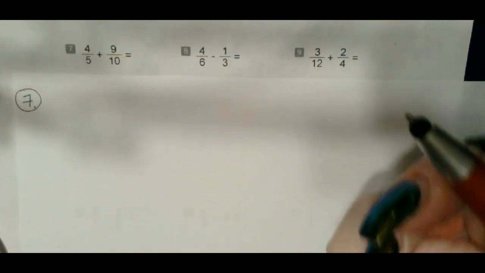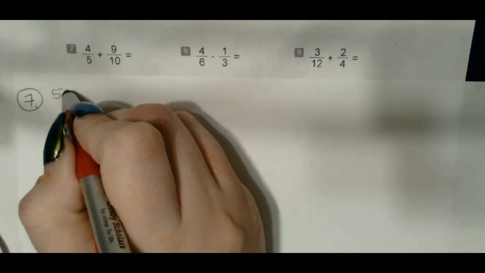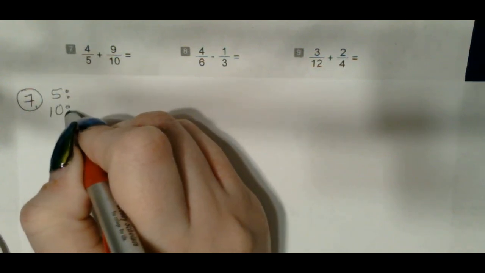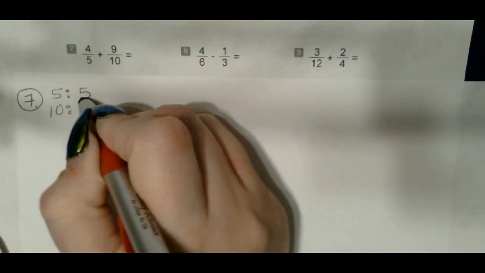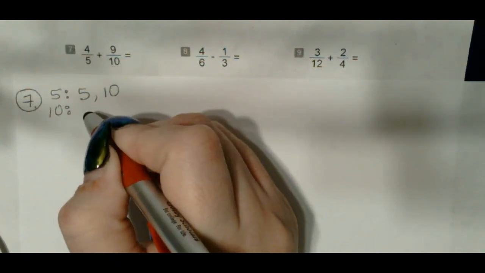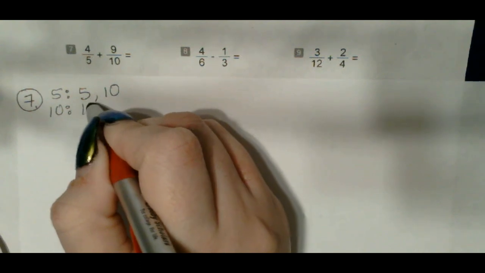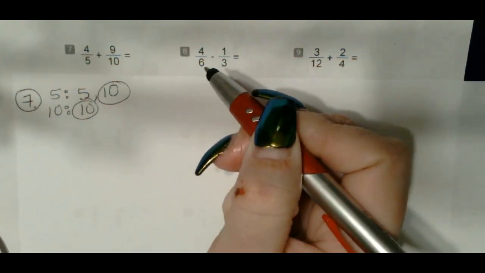First things first, we need to find our lowest common denominator. So I'm going to write out my multiples. 5 times 1 is 5. 5 times 2 is 10. We've done this one a couple times now. 10 times 1 is 10, so our LCD is 10.